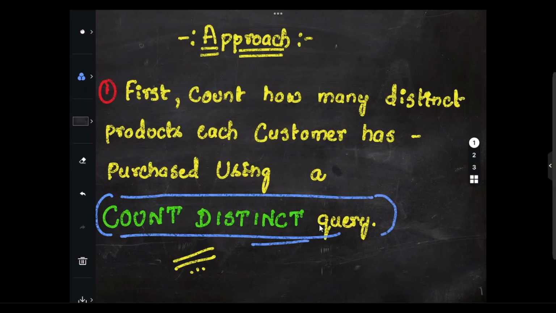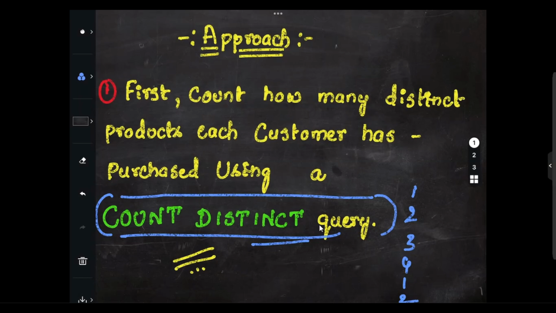So we have to count how many distinct products each customer has purchased, right? Suppose we have the customer IDs 1, 2, 3, 4, which can be duplicated. So here I will write 1, 2 again. It might contain duplicate IDs as well.